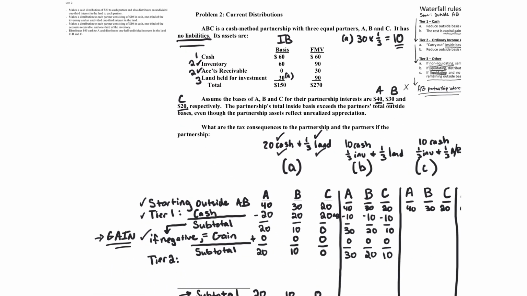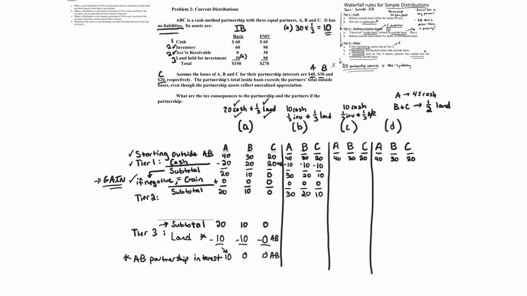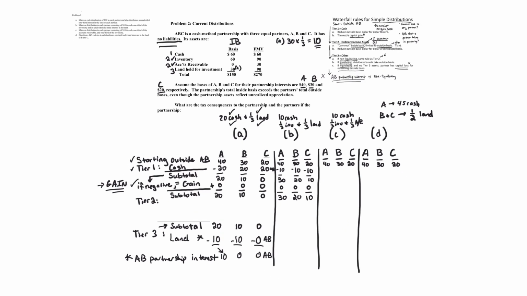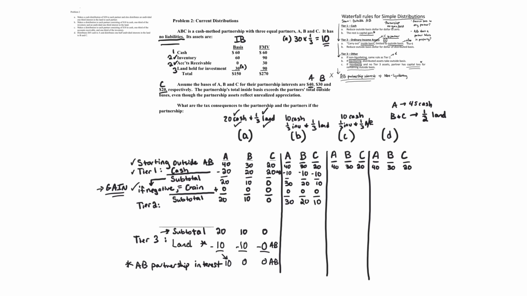Yes, situation B, again, it's 1/3 of the inventory. I didn't want it to be the 1/3 of accounts receivable, because that makes a huge difference. So we've got 1/3 of inventory and 1/3 of land. So for tier 2, we're going to go ahead and put inventory down.